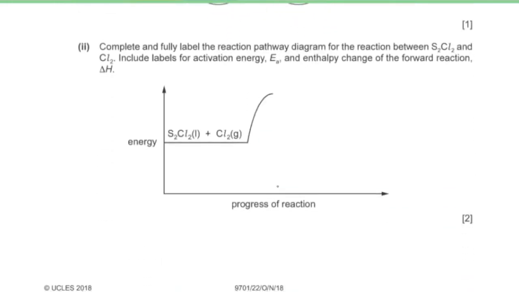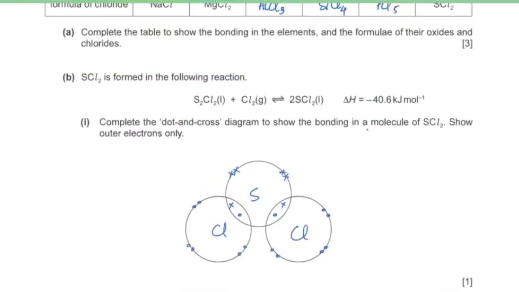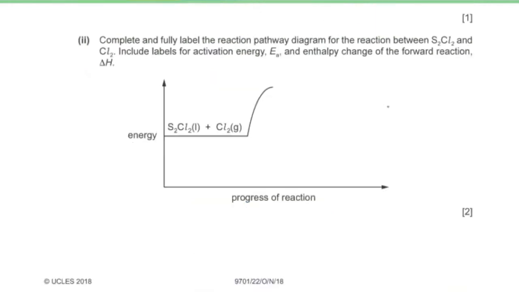Complete and fully label the reaction pathway diagram for the reaction between S2Cl2 and Cl2. Include labels for the activation energy and the enthalpy change of the forward reaction. So S2Cl2 plus Cl2 gives 2 moles of SCl2, and it is an exothermic reaction, as can be seen from here that it has a negative enthalpy. Therefore, the energy of products is going to be less than that of reactants, so we will label this as the energy of the products that are forming out of this reaction.